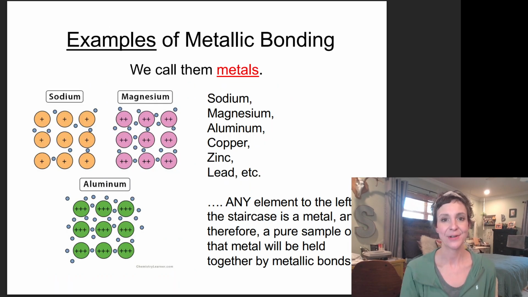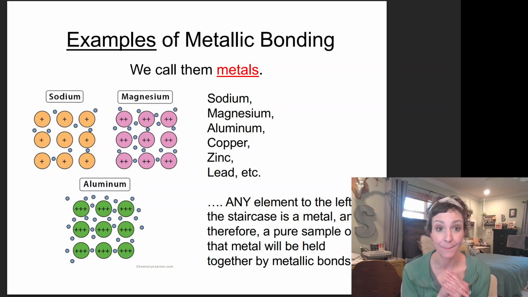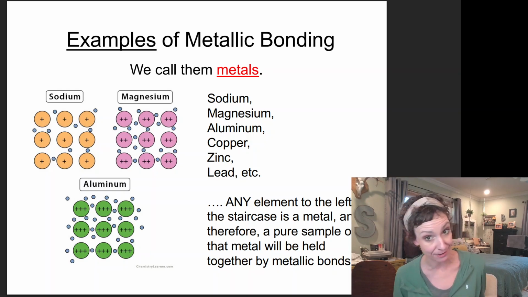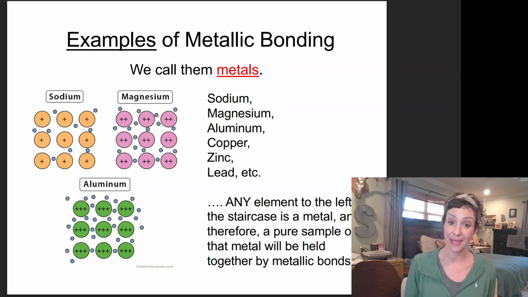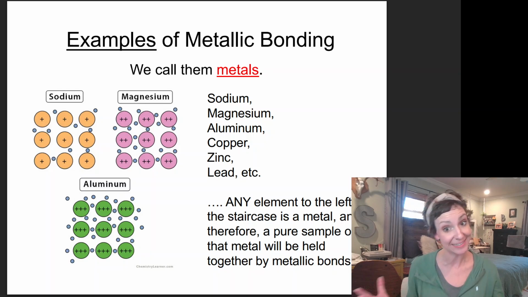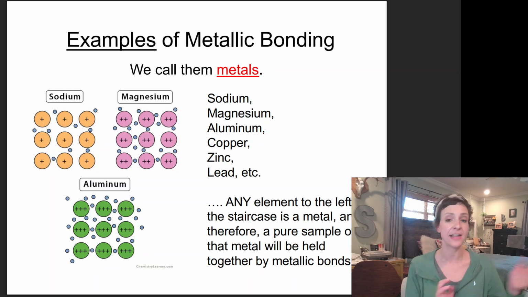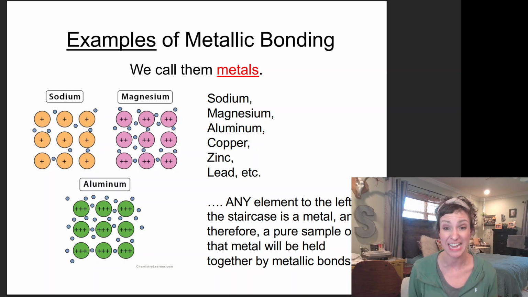All right. So here we go, examples of metallic bonding. Y'all, we just call them whatever the metal they are, okay? Sodium is a metal, so a sample of metallic bonding with sodium would be called sodium. Magnesium is a metal, so a sample of metallic bonding with magnesium would just be called magnesium. Aluminum, copper, zinc, lead, y'all, any element to the left of the staircase is a metal, and therefore a pure sample of that metal will be held together by metallic bonds.